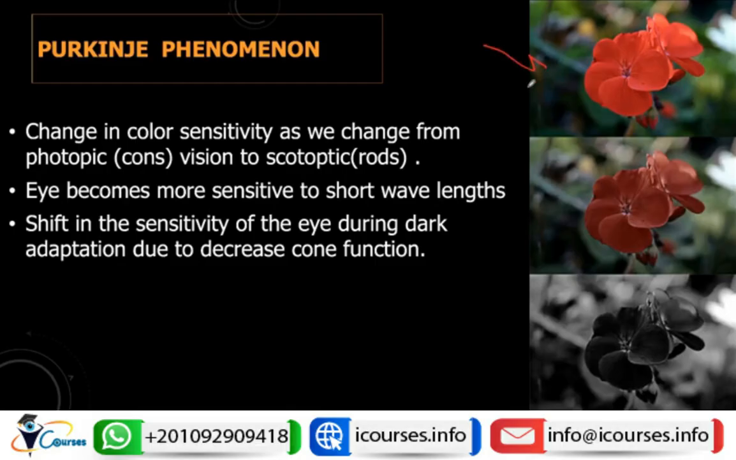For example, here we have more sensitivity to the longer wavelength in the day, in the morning, so we can see this red color as a bright red. But as we go into the night, there is decreasing sensitivity of our eyes to this red color, as it is a longer wavelength. During the night, we see it in shades of gray, because the rods are now more sensitive and the cones are not functioning. So the shift of the sensitivity of the eye in the dark occurs due to decreased cone function, because the cones are not working at night.